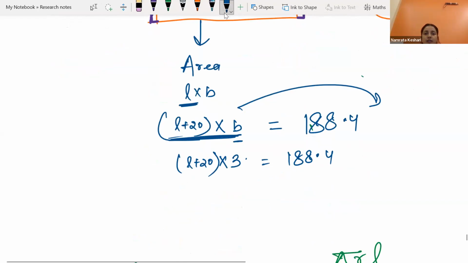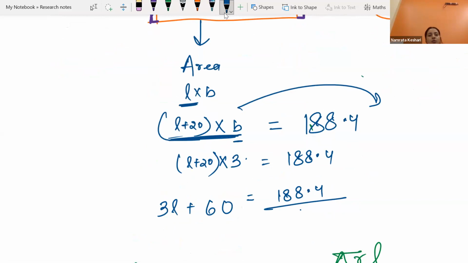Afreen, are you getting it? Okay, you can do 188.4 divided by 3, or you can use the distributive property, like 3L plus 60. This way also you can do. Please try finding L from here and tell me what you are getting as L. 62.8 meter. Everyone is getting the same.